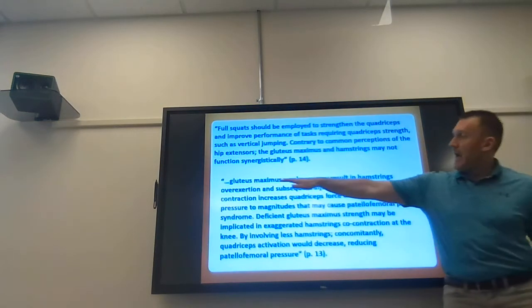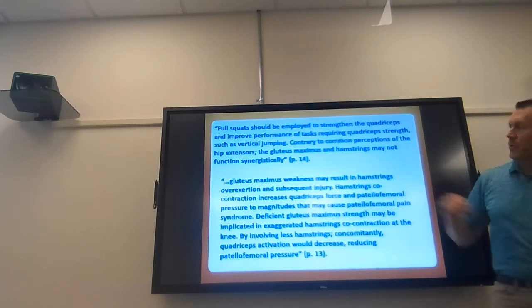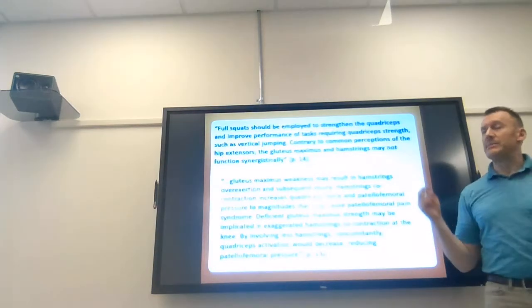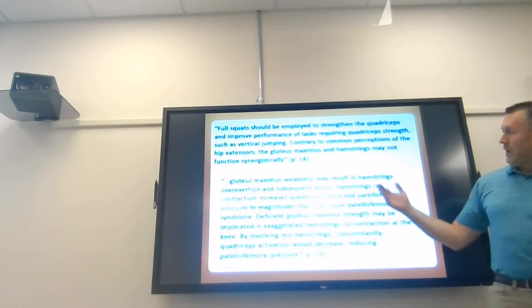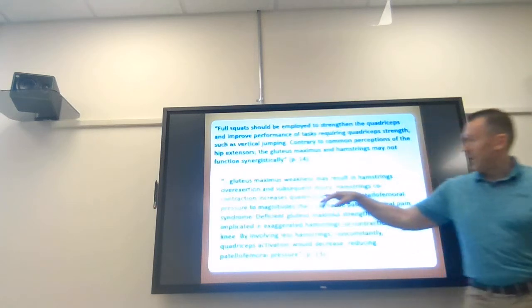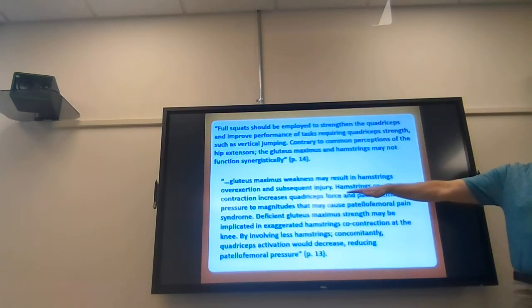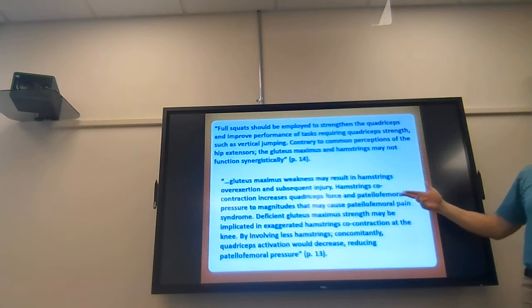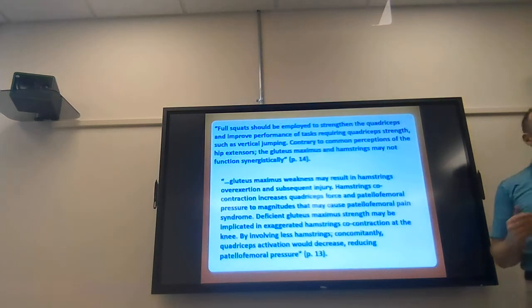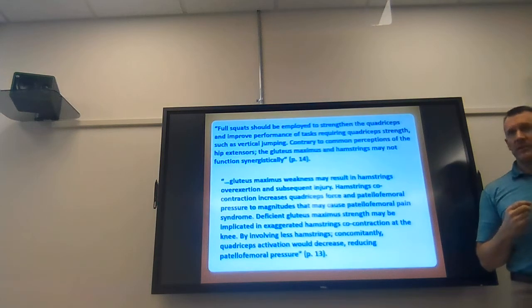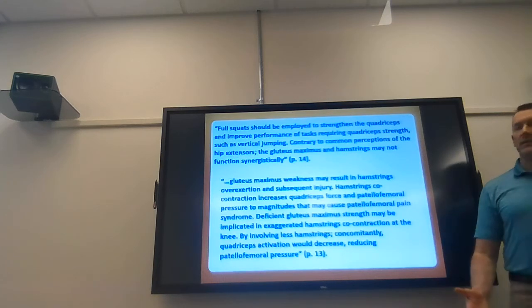Okay, so one more. Gluteus maximus weakness may result in hamstring overexertion and subsequent injury. Hamstring co-contraction increases quadricep force because it's working in an opposite direction, and patellofemoral pressure to magnitudes that may cause patellofemoral pain syndrome. So weakness in the glutes can lead to problems with the knee joints.